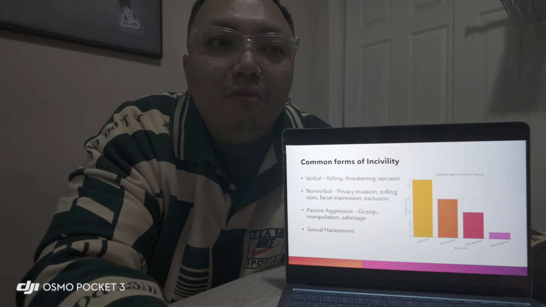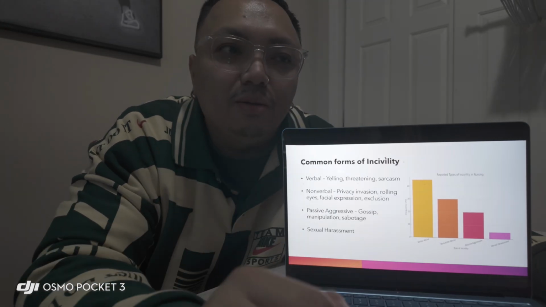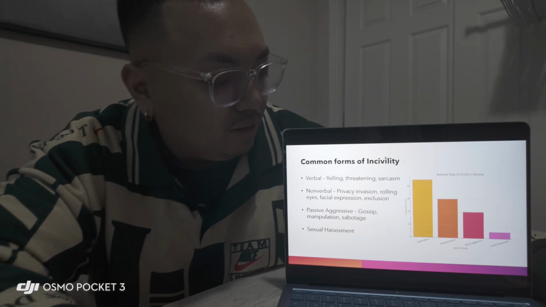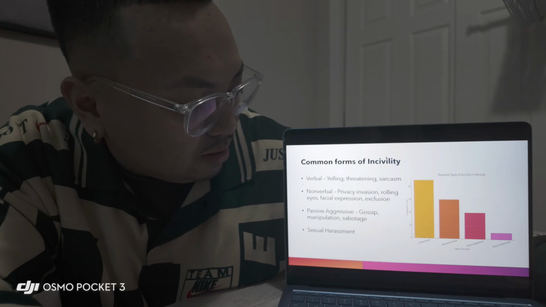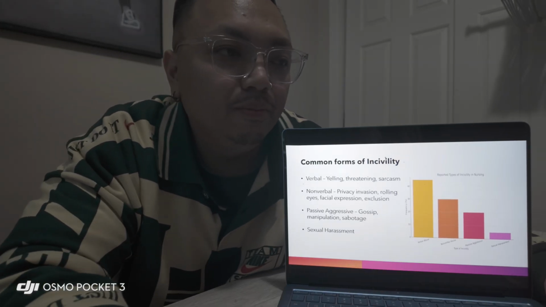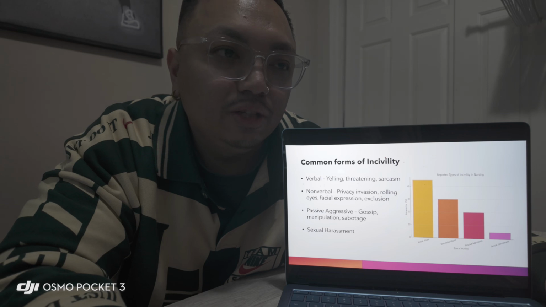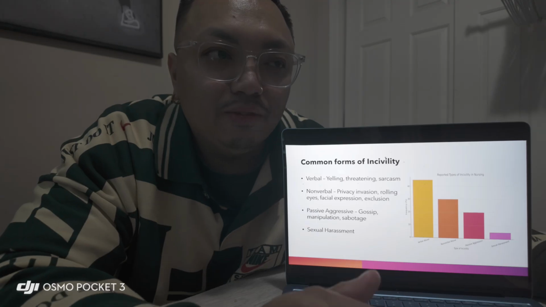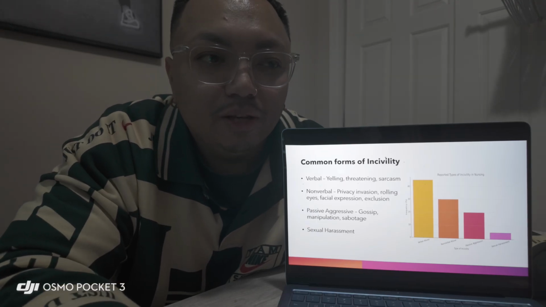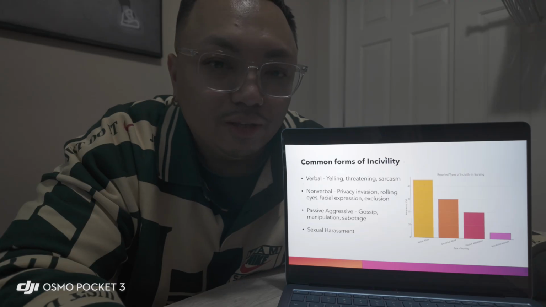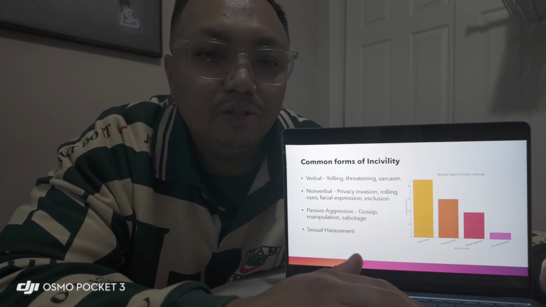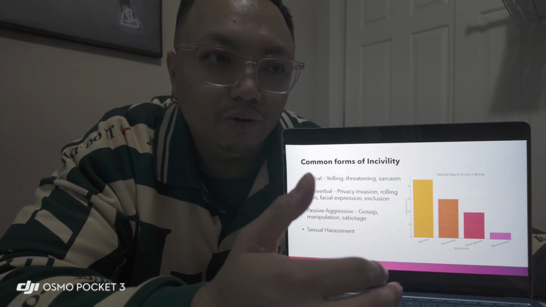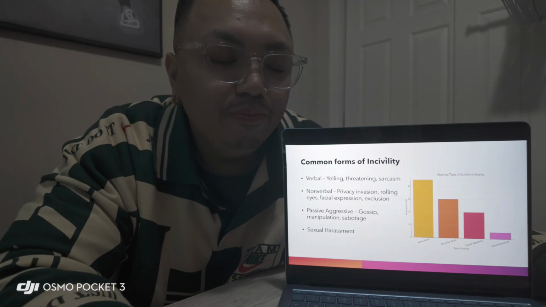Nonverbal would be like facial expressions, eye rolling, or excluding a person. And then you have passive aggressiveness, which could be sabotaging or gossiping. You really try to paint this narrative that this one coworker is not a great teammate, she's not a great employee, she's not a good nurse, she doesn't do anything, she's lazy. You try to paint that picture so that other coworkers view that person the same way that you want them to. So that's that.